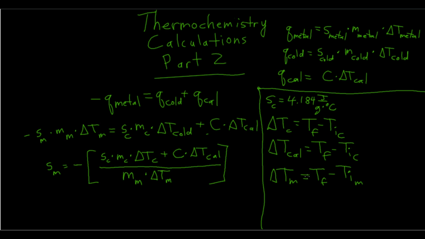And the change in temperature of the metal is the same final temperature as these other two, minus the initial temperature of the metal, which you measured in the experiment. It's in the procedure. The mass of the cold water you measured in the experiment. It's in the procedure. The heat capacity of the calorimeter, you got that in part 1. You measured the mass of the metal in the experiment. It's in the procedure. So you should have everything you need to plug into this equation and get the specific heat capacity of the metal, which is the first goal in part 2.